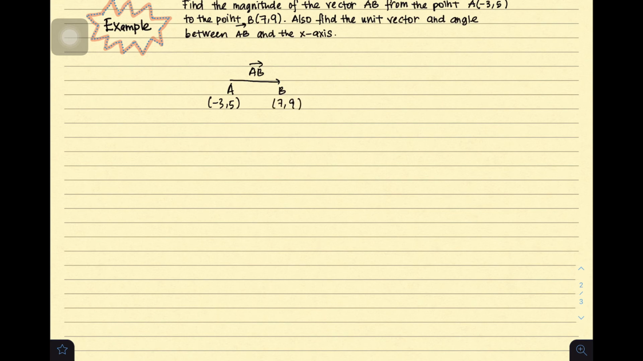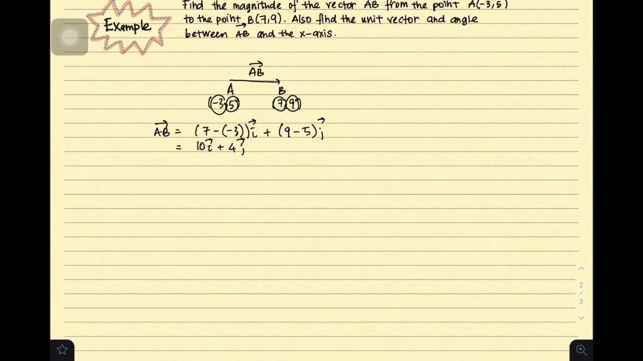So the first thing is you need to find the vector AB. To find the vector AB, simply subtract the first point from the second point: the second point of x minus the first point, -3, times i, plus the second point of y minus the first point of y, times j, where i and j are the vectors representing the direction of x and y respectively. Therefore, 7 minus negative 3 becomes plus, so 7 plus 3 is 10i, plus 9 minus 5 is 4j. So this is the vector AB.